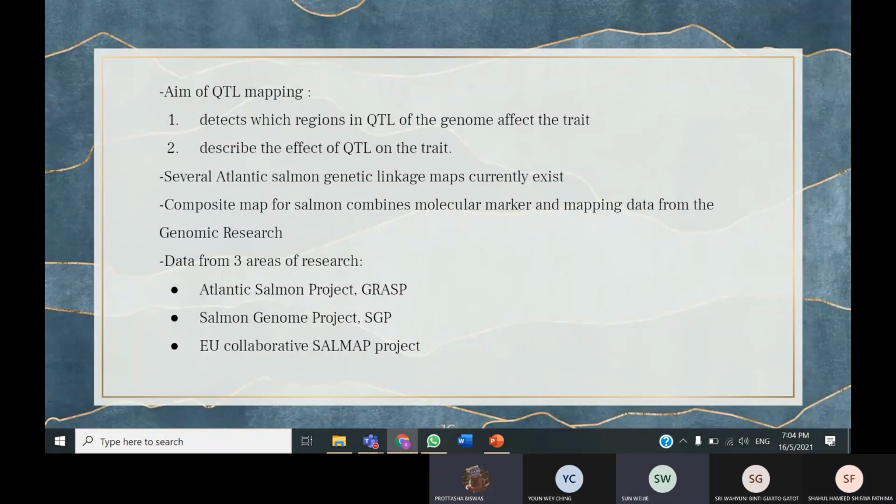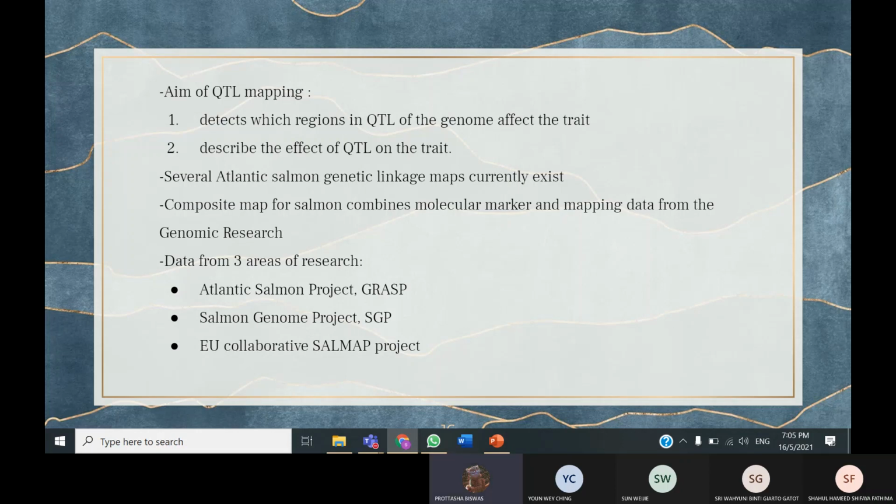Hi everyone, I'm Pratasha and I'll be talking about QTL mapping. So the aim of QTL mapping is to detect which regions in the quantitative trait locus of the genome affect the certain trait that we're looking for, and to also describe the effect of QTL on the trait.